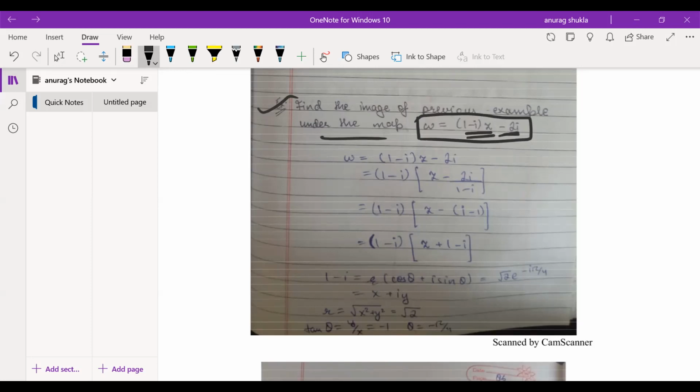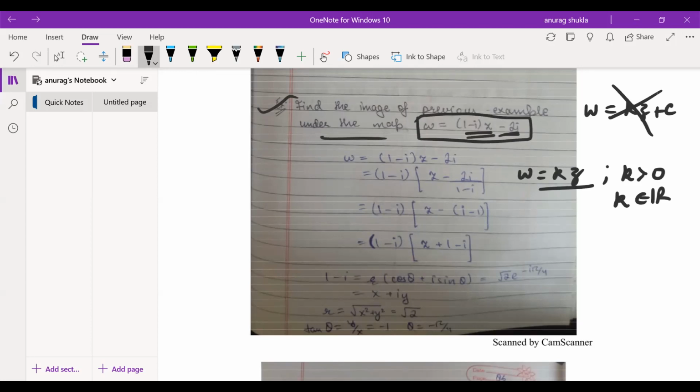That's totally wrong. I told you W equal to kz. It means here k must be greater than 0 and k must be a real number. But here k is 1 minus i. If you suppose this is kz plus c type, this is not kz plus c type. This is a wrong assumption, and many students made this type of mistake. So k must be a real number, but k here is 1 minus i, that is not a real number. So we have to make it a real number.